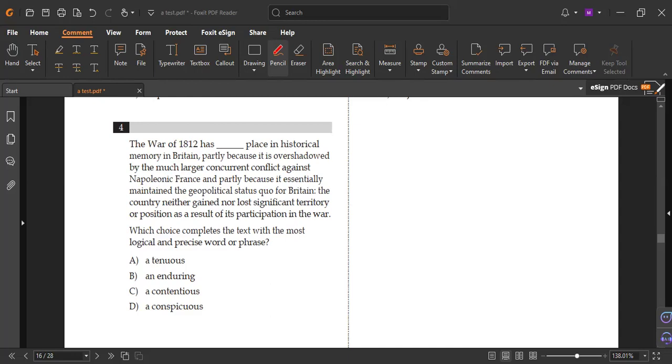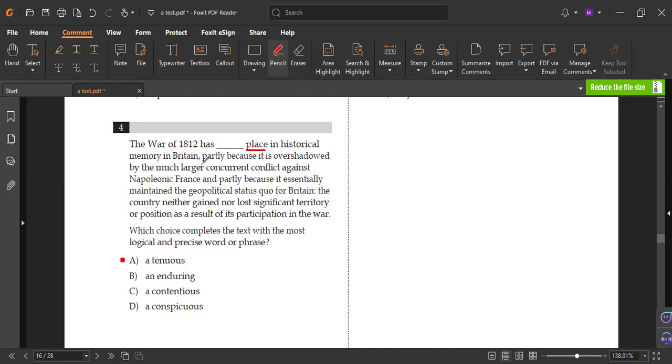Is it A? So letter A, it's correct. But what does "tenuous" mean? It's a common word. Do you know it? It means vulnerable or uncertain. So the word has what? A place. So we need an adjective to describe the place.